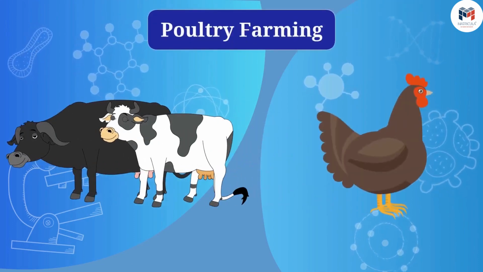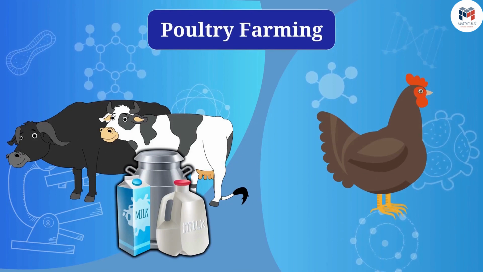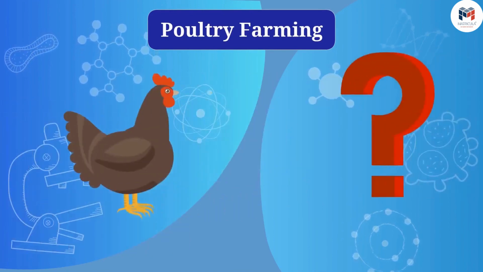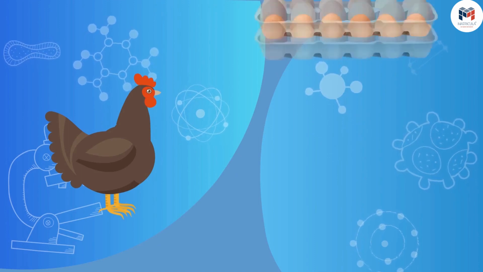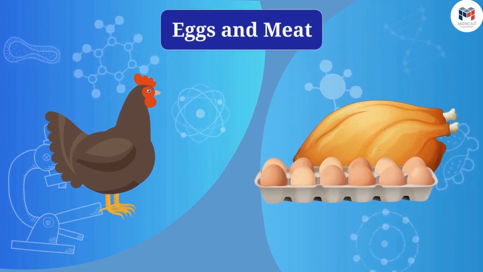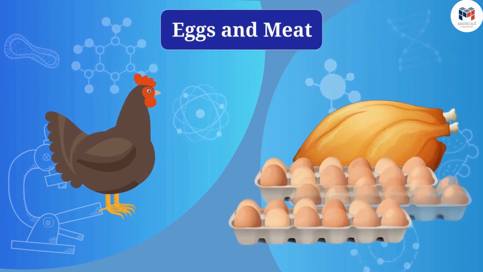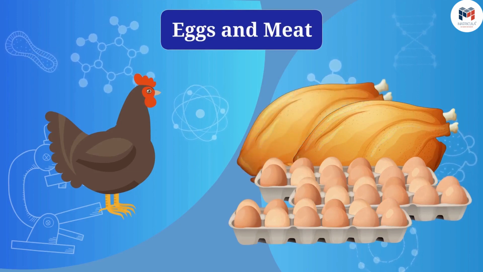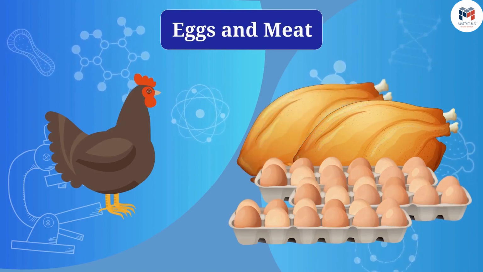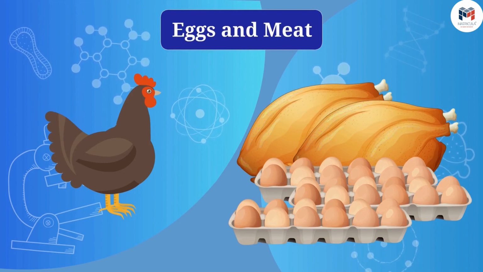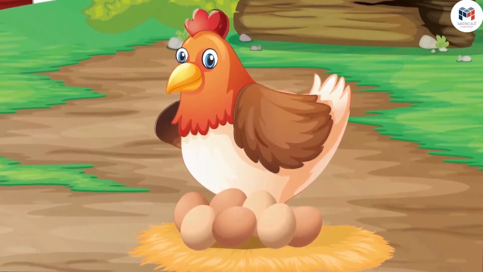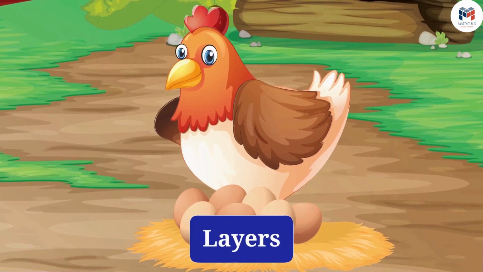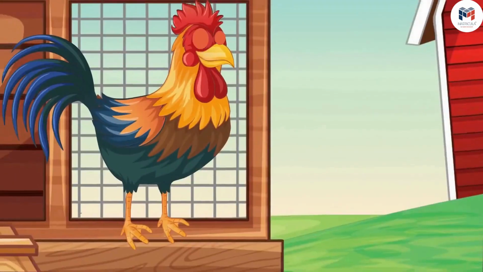Friends, we came to know that we get milk from cows and buffaloes. Do you know what we get from chicken? We get eggs and meat from chicken. And to increase the amount of eggs and meat, chickens should be taken care of, and this is called poultry farming. The egg-laying hen is called layers, and the meat-giving hen is called broilers.